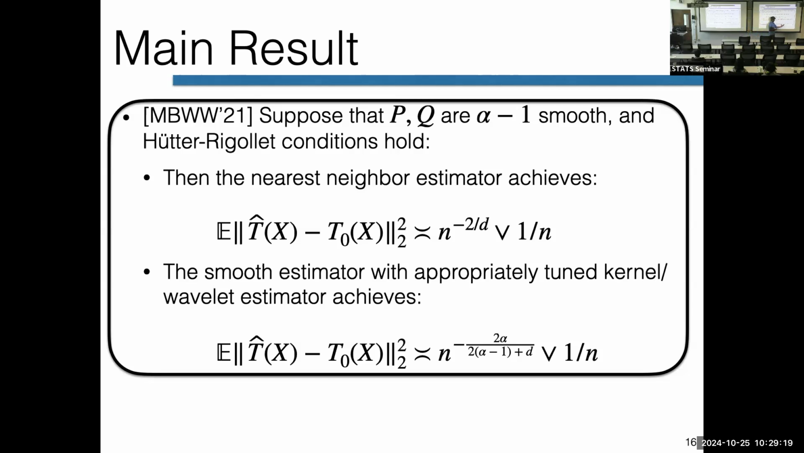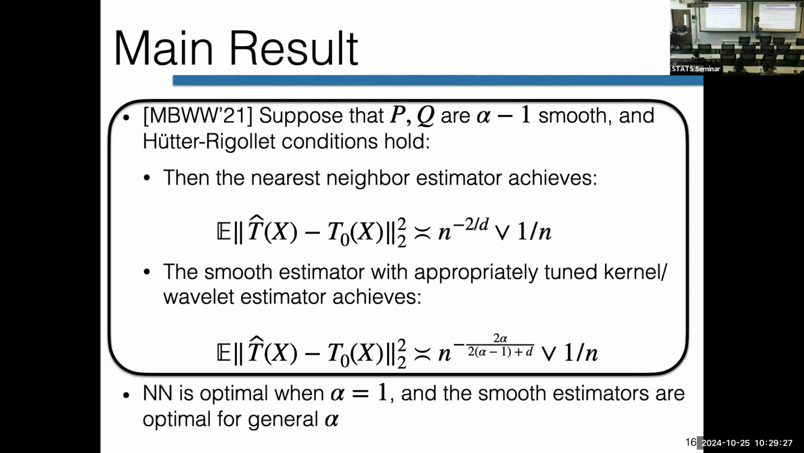And so this is the same rate that Hutter and Rigollet said was the minimax rate. So the basic takeaway is that the empirical estimator and the smooth estimator achieve the minimax rates. Okay, and maybe we should take away that the nearest neighbor estimator is only optimal when alpha is 1. The smooth estimators are optimal in general. Everyone good so far?